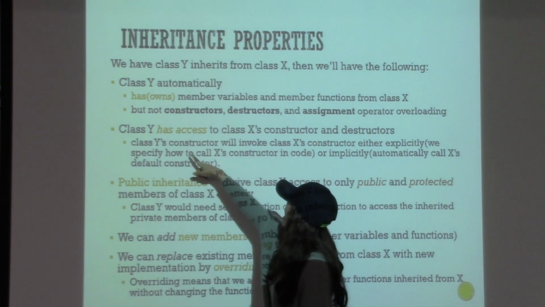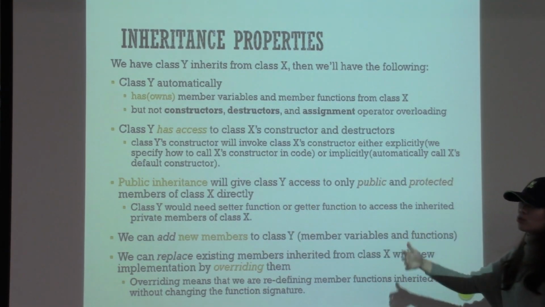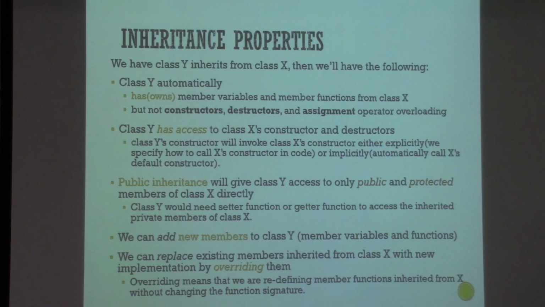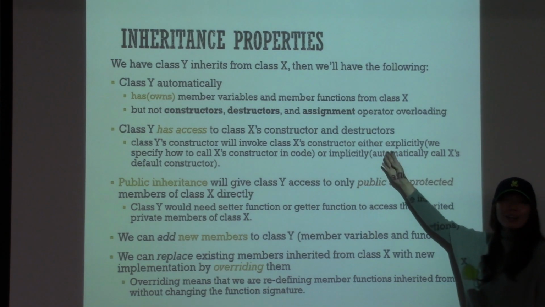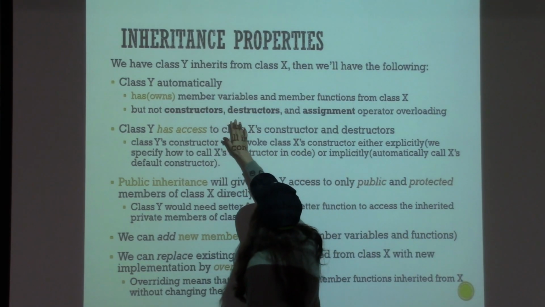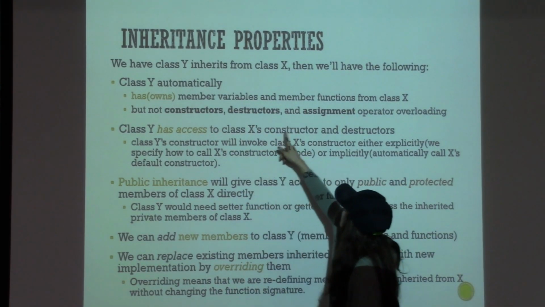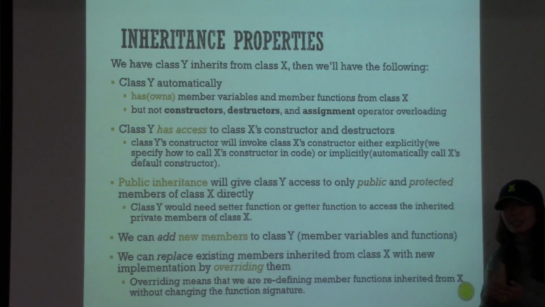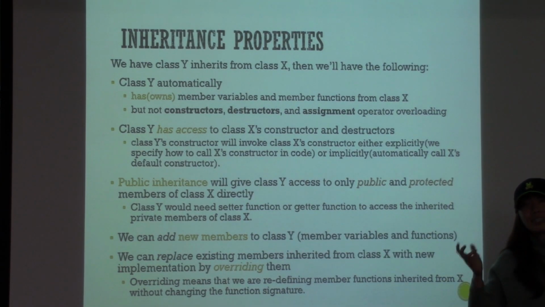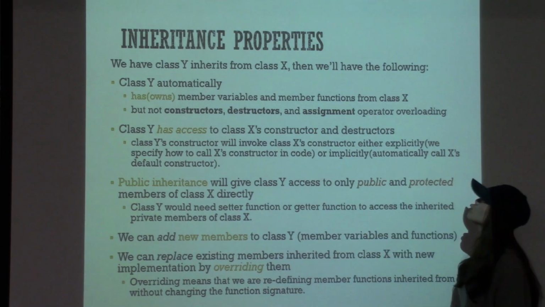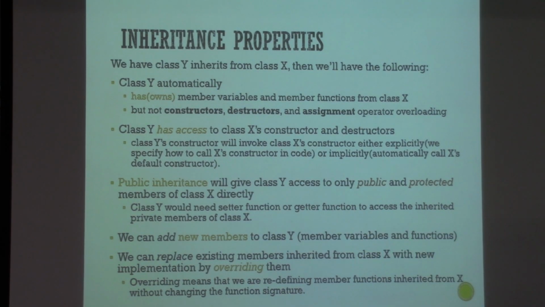Second, class Y has access to class X's constructor and destructor. There's a difference between the two. The first one, you own it, which means you have a copy of them. However, you see that you have test 1, test 2, test 3; Y immediately has test 1, test 2, test 3. But class X's constructor will not be inherited over, though class Y can call it. This is when I say "have access to." Do you own exactly the same constructor as class X? You do not. Can I trigger it? Yes, you can. You have access to class X's constructor. Will you be able to call that explicitly or implicitly? We're going to show you both ways.